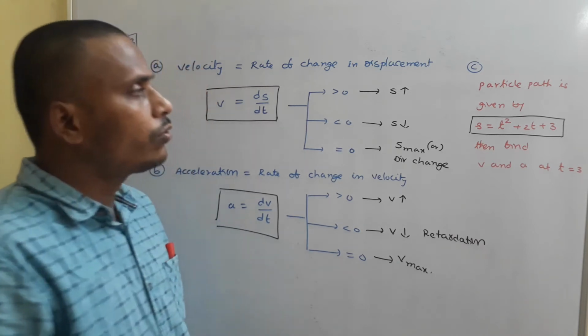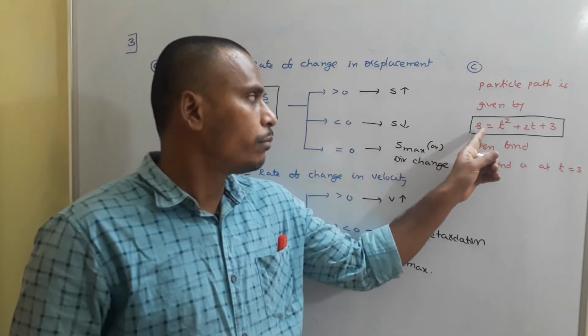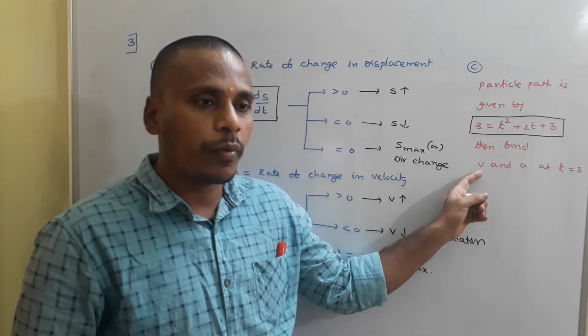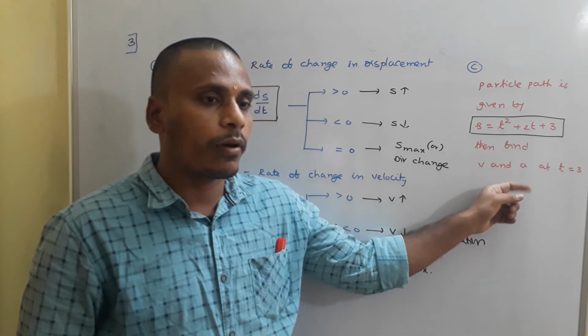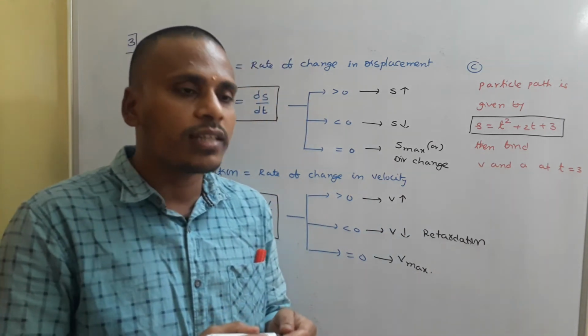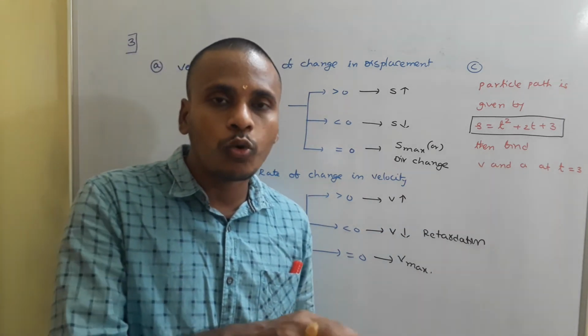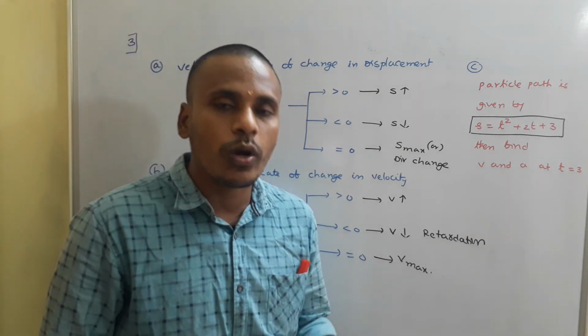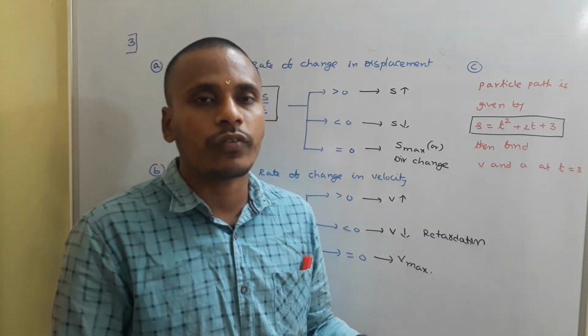Now, with this relation between distance and time, we need to calculate the velocity of the particle as well as the acceleration of the particle at t = 3. After 3 seconds, what is the velocity? Or in the neighborhood of 3 seconds, what is the velocity of the particle? And in the neighborhood of 3 seconds, what is the acceleration of the particle? That's what we need to find.